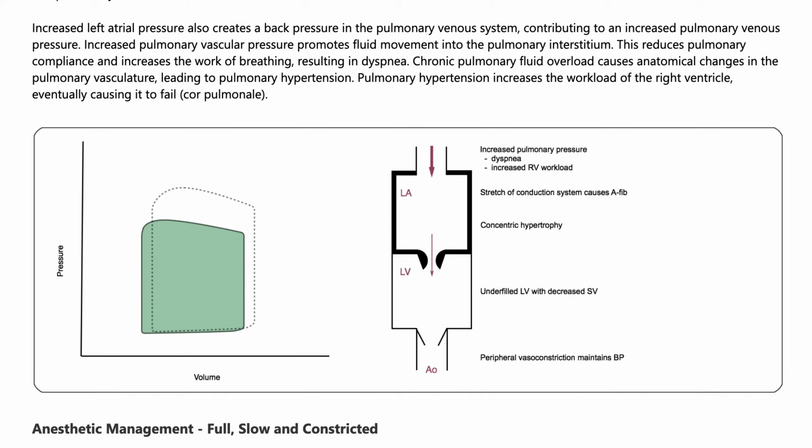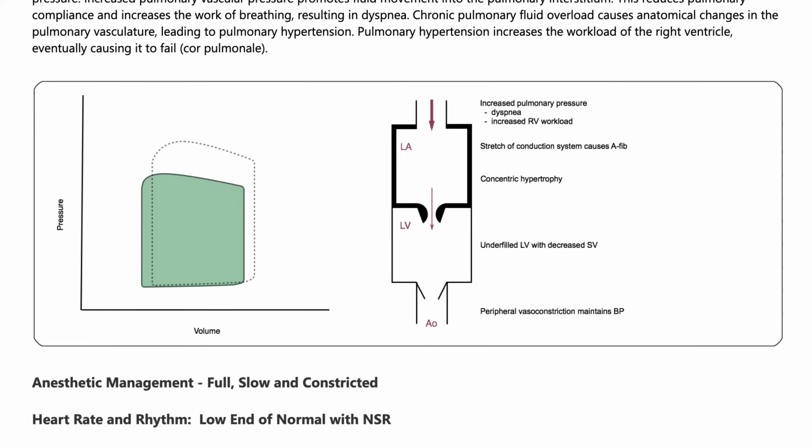Chronic pulmonary fluid overload causes anatomical changes in the pulmonary vasculature, leading to pulmonary hypertension. Pulmonary hypertension increases the workload of the right ventricle, eventually causing it to fail. This is known as cor pulmonale.